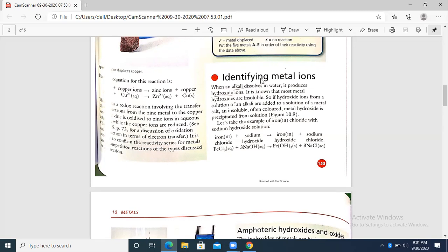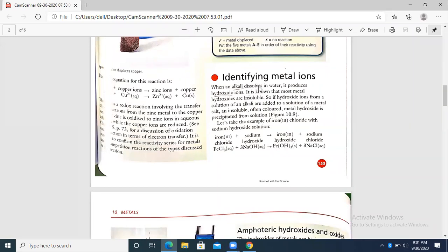So next topic, identifying metal ions. How can we identify which metal ions are there? That we want to study now. When alkali dissolves in water, alkali, you know, in grade 6 we studied acids and alkali, base, salt, everything. So alkali means, for example, sodium hydroxide, potassium hydroxide, magnesium hydroxide, like that. So they are called alkalis.